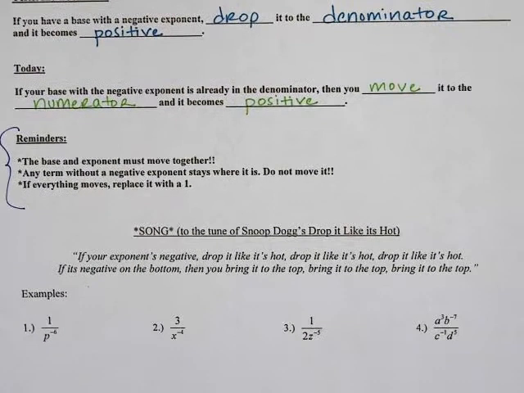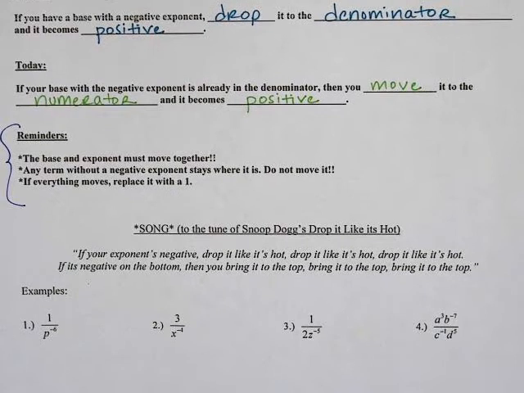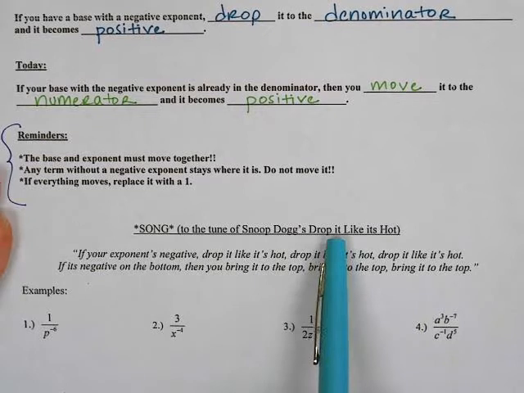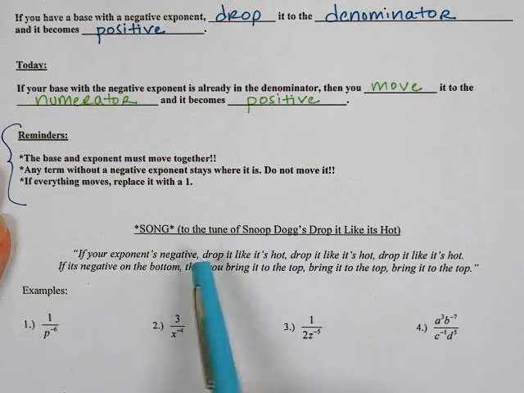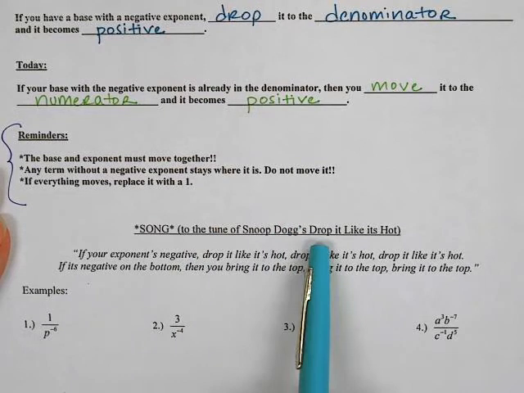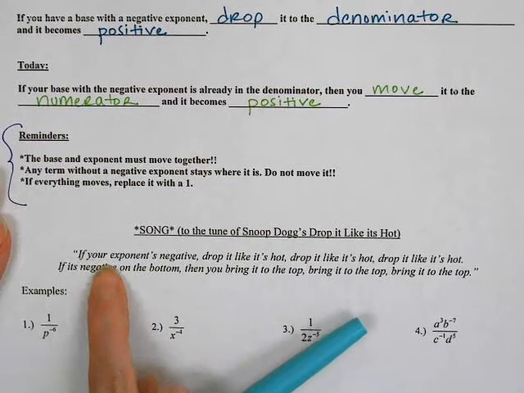All right, now to remember these rules, there is an old Snoop Dogg song, like from when I was in college, Drop It Like It's Hot. Do you guys know that song? If you don't, I'll play it for you today. So to the tune of Snoop Dogg's Drop It Like It's Hot, here's our exponent rules with negatives.